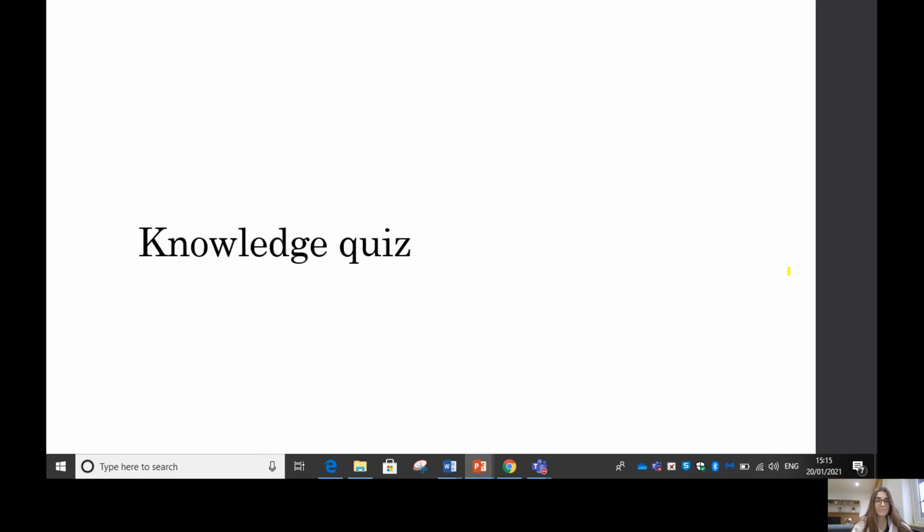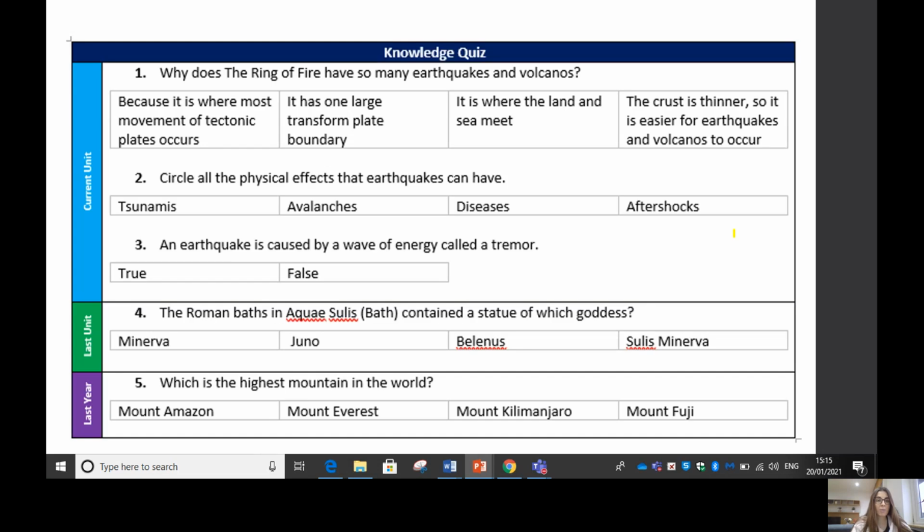Okay, welcome back. So question number 1, why does the Ring of Fire have so many earthquakes and volcanoes? Is it because it is where most movement of tectonic plates occur? It has one large transform plate boundary? It is where the land and sea meet, or the crust is thinner, so it is easier for earthquakes and volcanoes to occur. Pause me now and write down your answer.